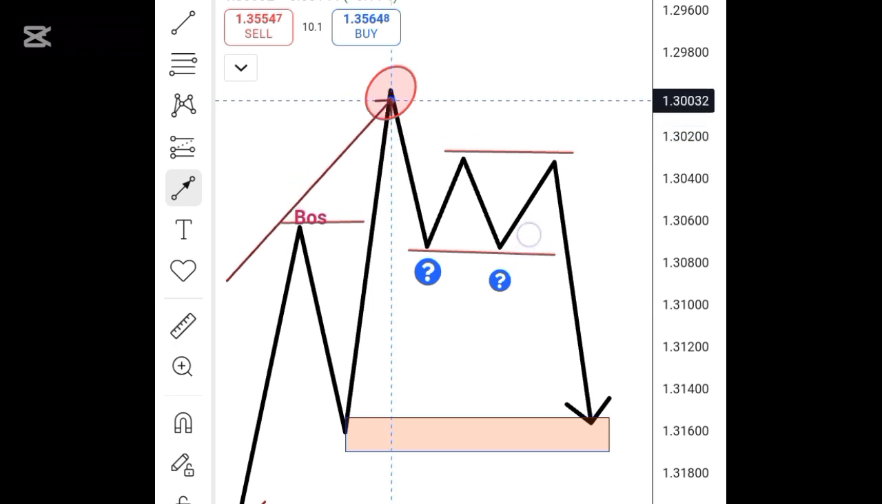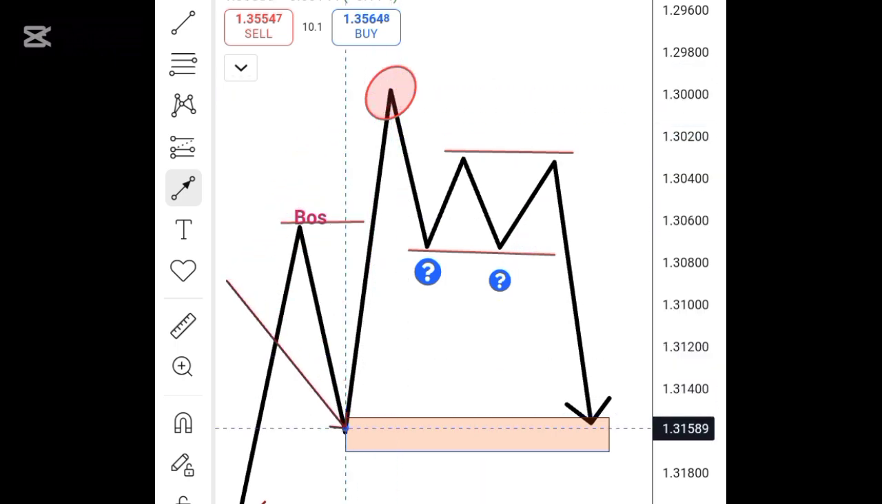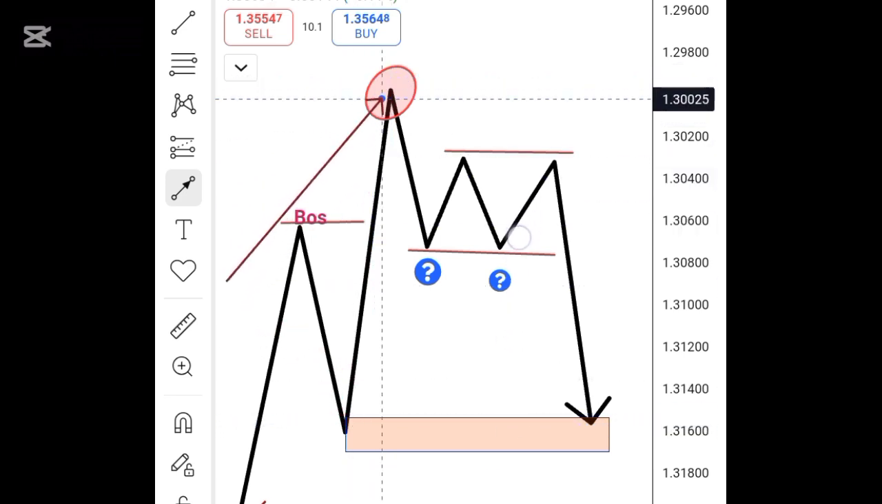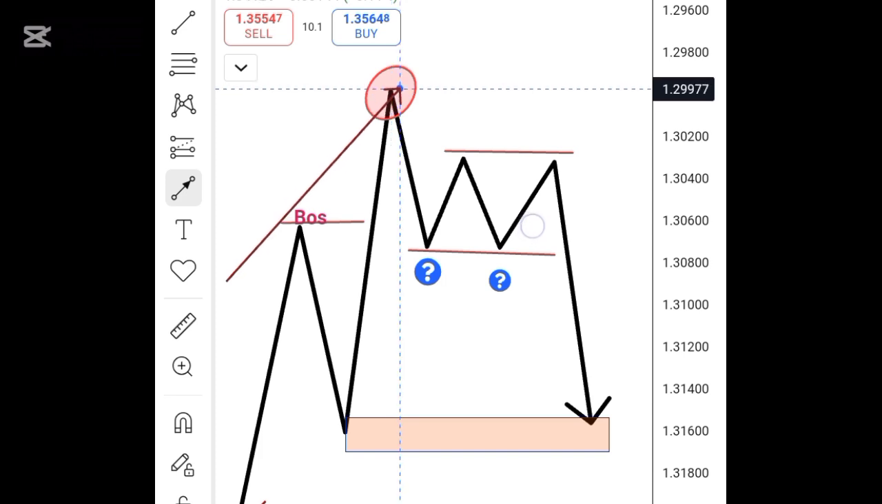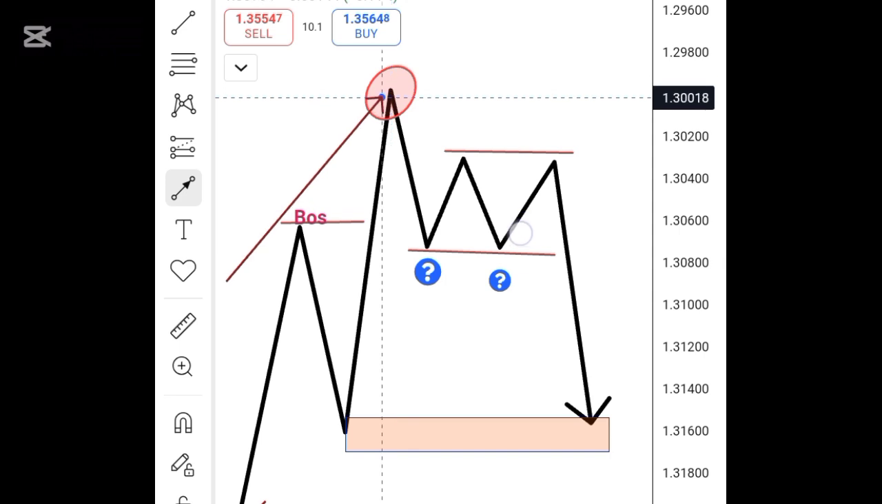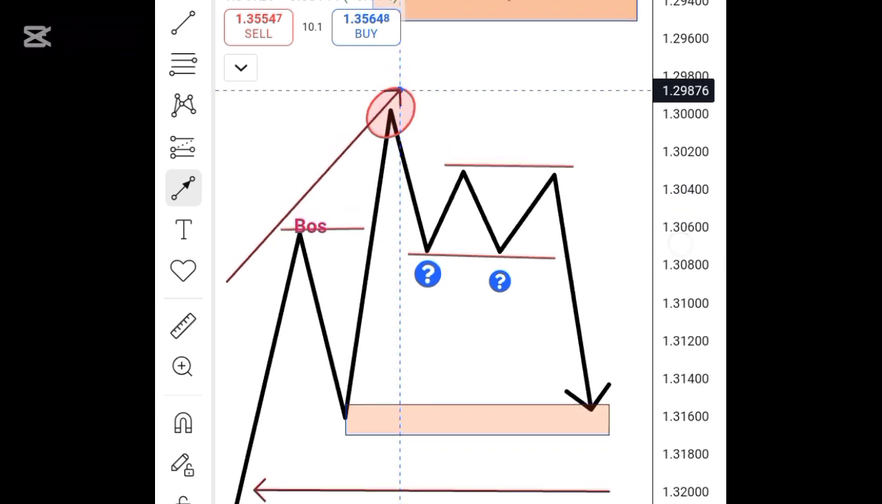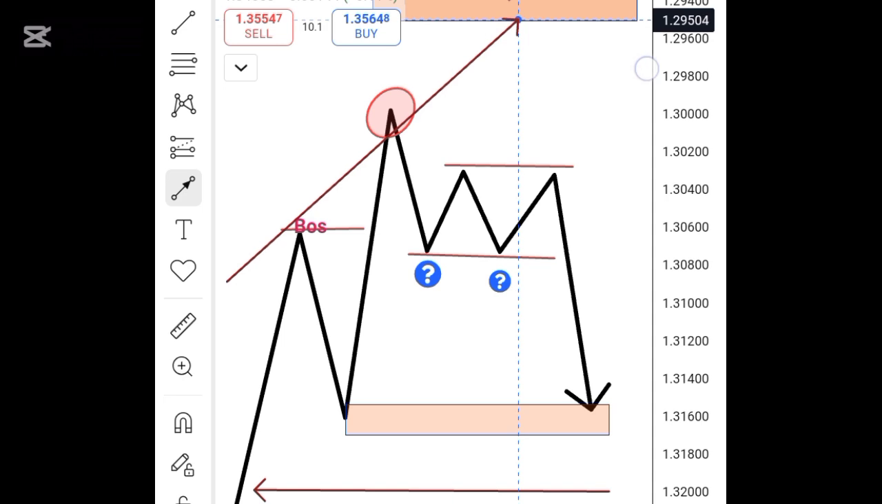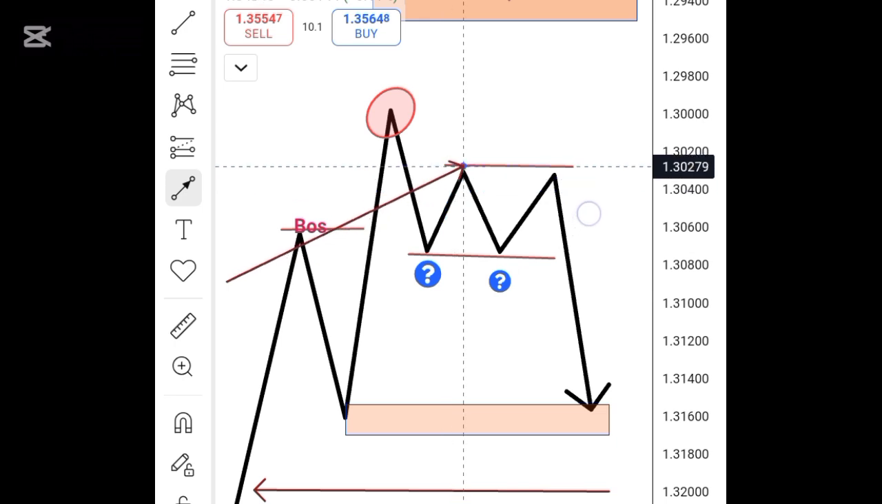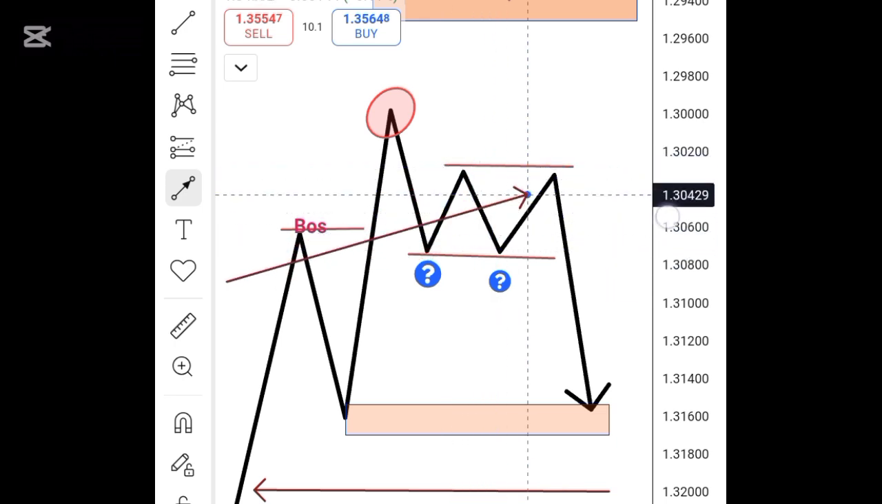So you see that this market created a higher low here, then a higher high right here. This very point is another liquidity entry. That is to say, the market must surely take out this high, and once it takes out that high, it's going to trigger the unmitigated supply zone.